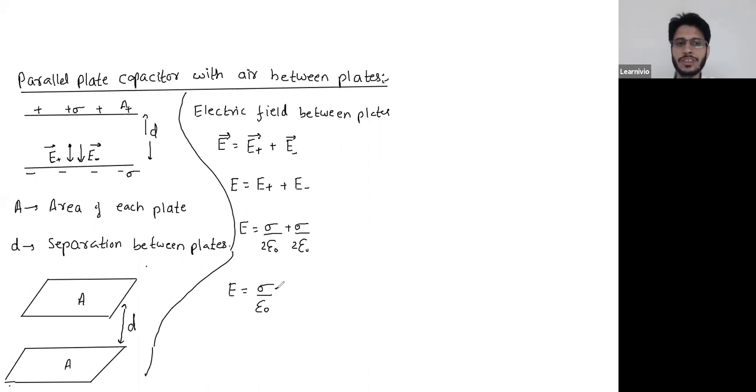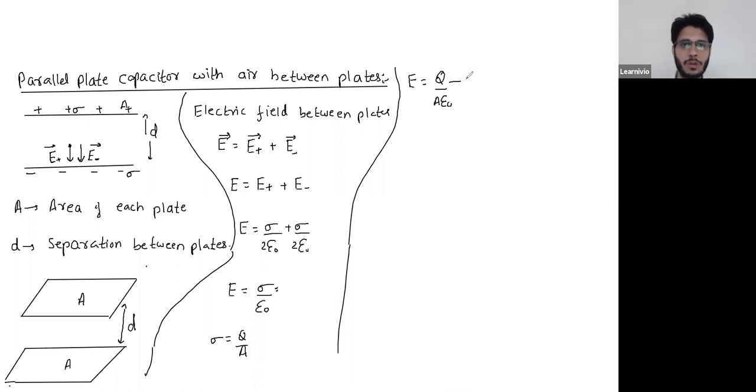In the next step, you can just substitute the value of sigma. You can simply write sigma as Q by A. If I substitute the value of sigma here, the expression of field comes out to be Q over A epsilon. That is equation number one. So in all derivations, in all calculations of capacitance, the first step is common. First of all, you have to calculate the electric field between the plates.